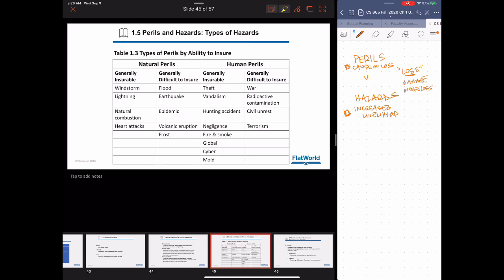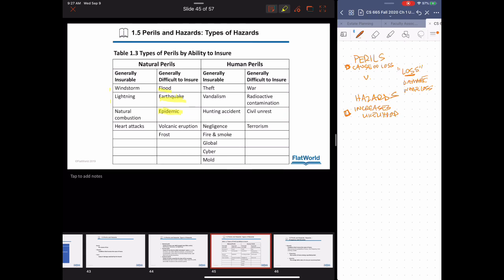And this slide provides you with some examples of natural perils and human perils, and those that are generally insurable versus those that are hard to insure. And the ones that stand out, of course, from a natural peril standpoint that you'll run into pretty frequently, generally insurable, those are no shock. But generally difficult to insure are the things that would be so devastating financially that an insurance company, if they're going to offer coverage, is going to have to reinsure it.